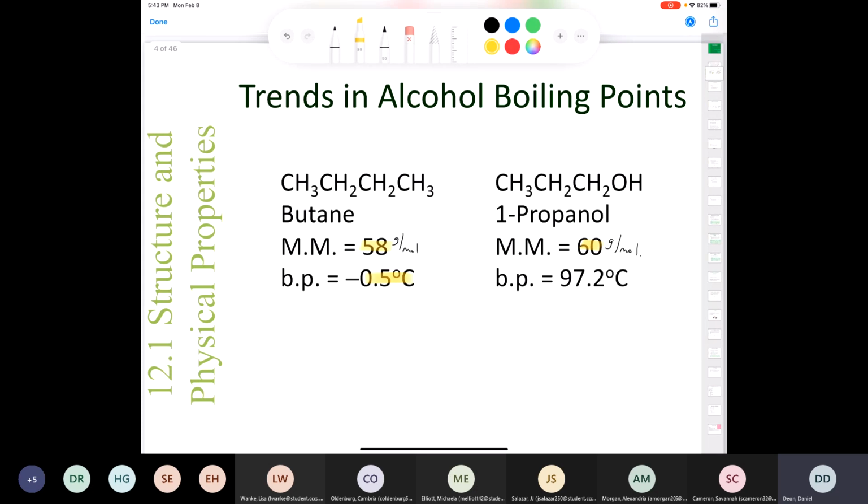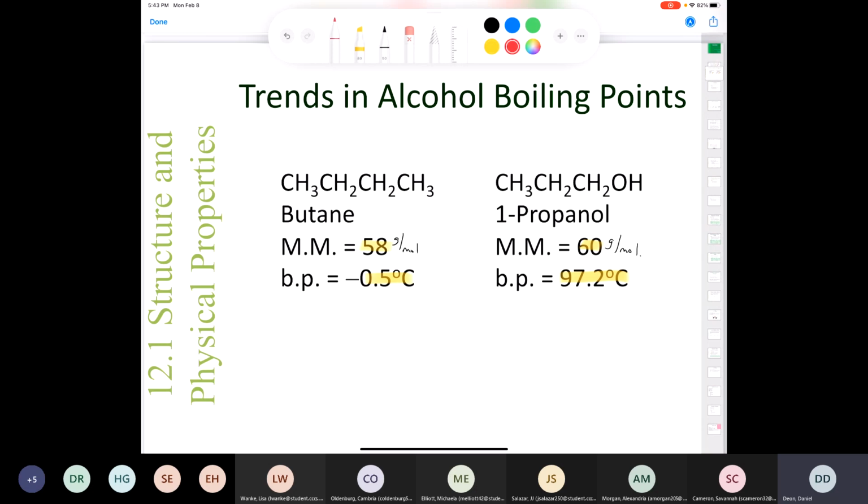Butane is a gas at any temperature above 0.5 degrees Celsius, right? That's where it boils. It boils below the freezing point of water. So that means that it's always going to be a gas, even on a cold day, right? Unless it gets below freezing, then it could liquefy. But if we look at 1-propanol, it's got a boiling point pretty darn close to that of water. Now, why would that be?